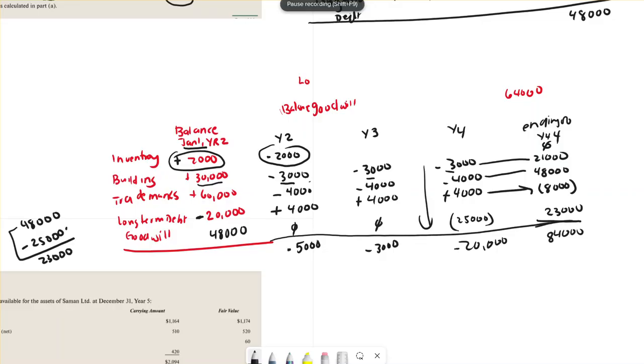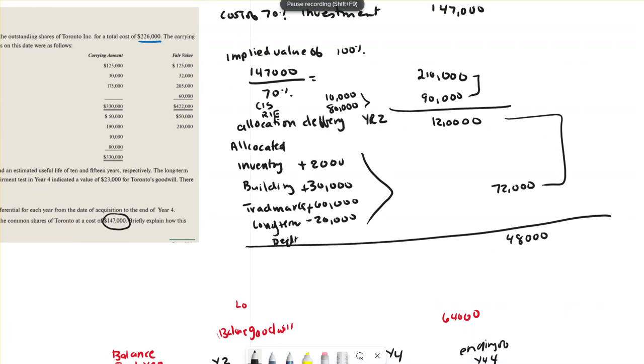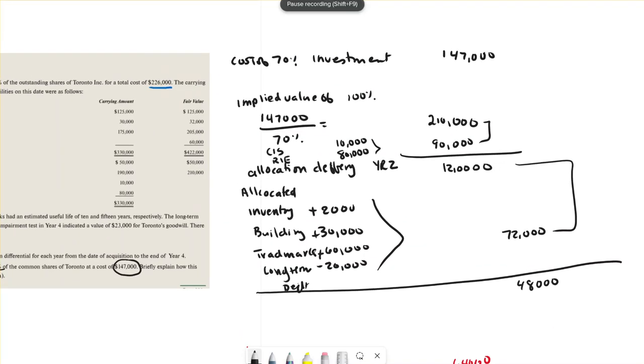But if you look at it, the only thing that changes is your goodwill when you do that, and that's the only thing that changes. So depending on what the cost of the investment is, it's only there so we could calculate the value of our 100% of our company. That's what you're going to do. So that's how, if your implied value is different, that's how we calculate our goodwill.